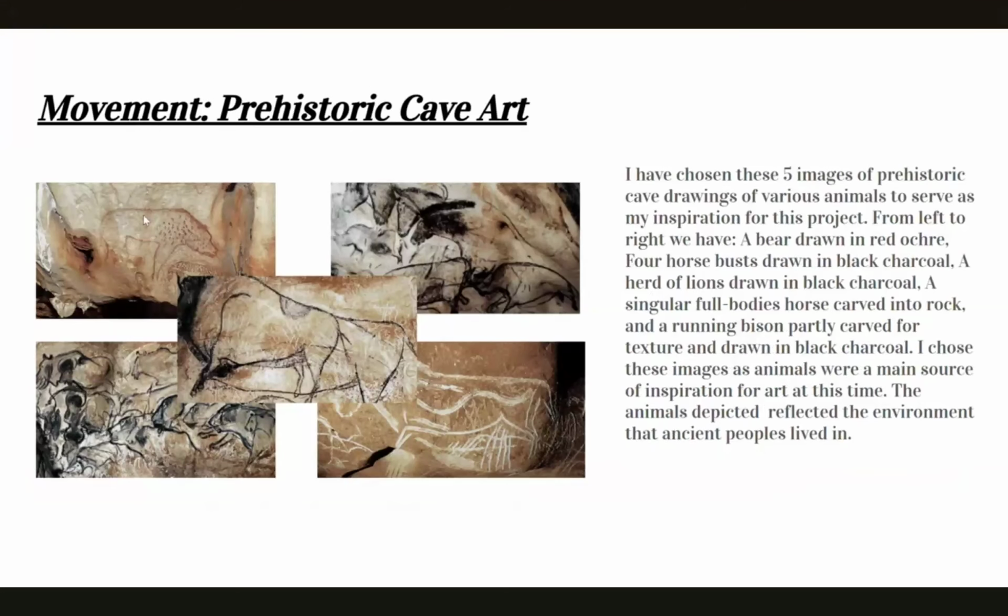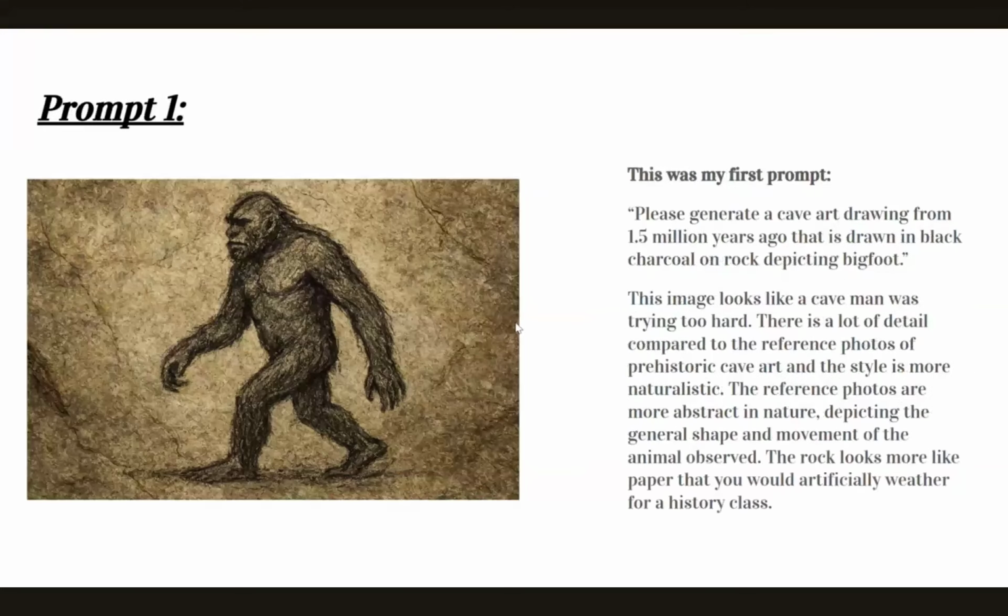whereas these really utilize the negative space of the rock and as well just the general shape of the animal. The only detail is in distinct features like the ears, the eyes, the face, the mouth. We can see that across the board. Like we have the ears, mane. So there's a lot more detail in this image. It's a lot more naturalistic. Here I have caveman was trying too hard. I like the look of the rock in this image as it does look realistic compared to what I feel like a real rock wall would look like.